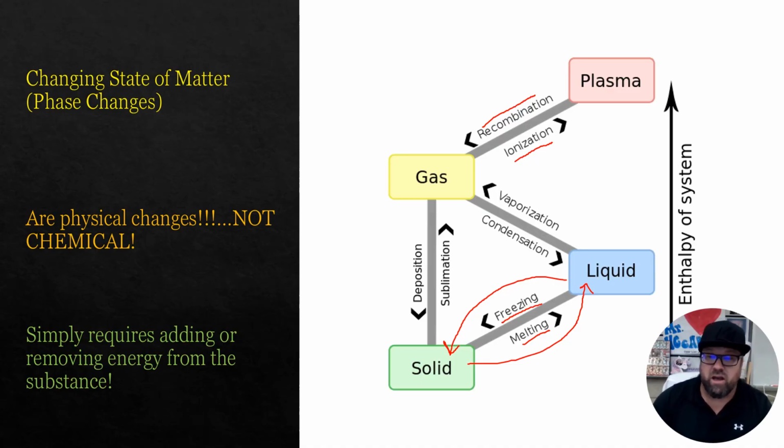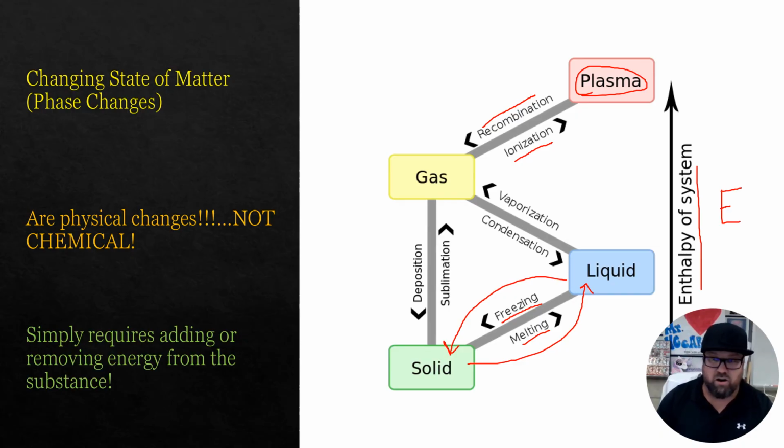And a quick note, liquids to gases is vaporization. Evaporation is specific to water, liquid water turning into steam or water vapor, or water in a gaseous state. Okay, now the other thing I want you to pay attention to here is this enthalpy of a system. This is a fancy way of saying the energy in the matter. So, for example, the highest energy state of matter is going to be plasma. To go from a gas to a plasma, you have to add a ton of energy.